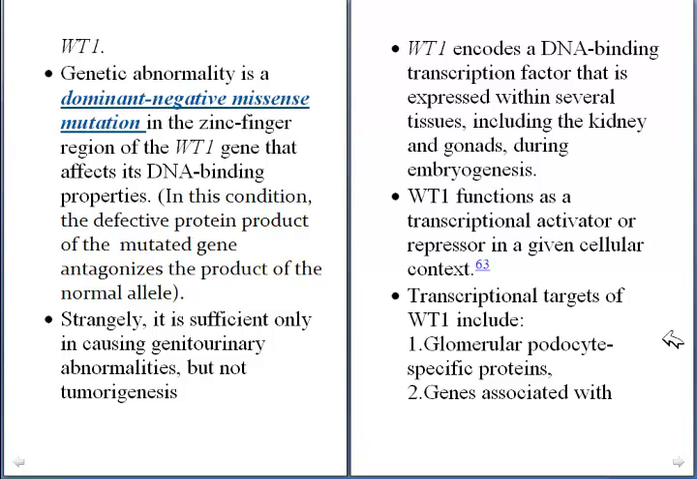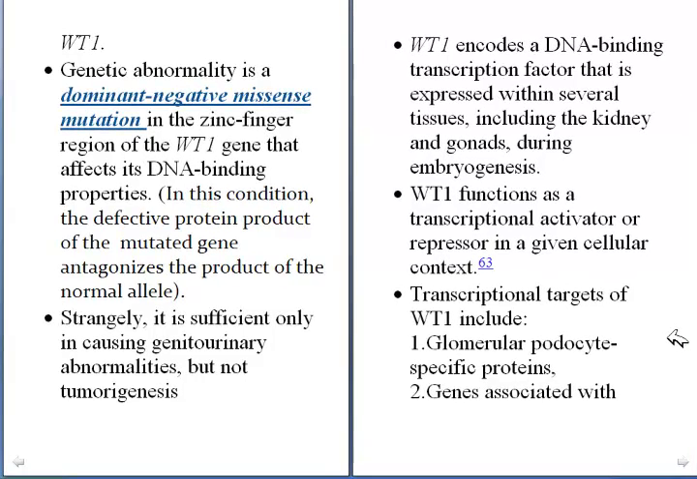Now what really happens in the dominant negative missense mutation is that obviously if the gene is mutated, then there must be a defective protein product. That defective protein product of the mutated gene antagonizes the products of the normal allele, and it is sufficient only in causing genitourinary abnormalities. It does not cause any kind of tumor. So this syndrome, as you can see, is actually restricted to genitourinary abnormalities.